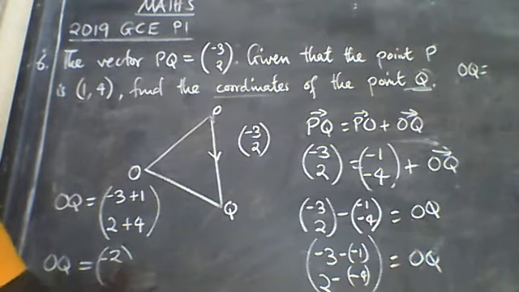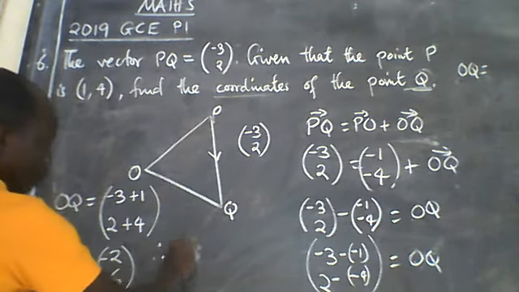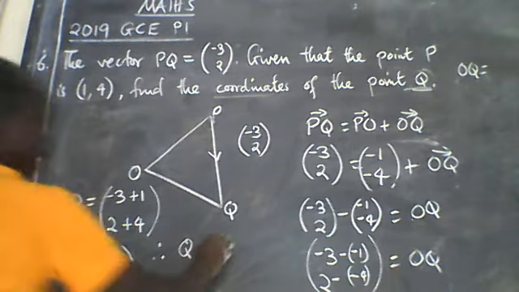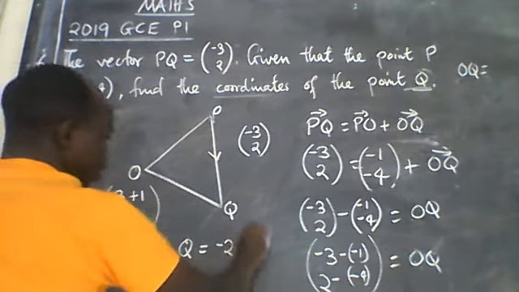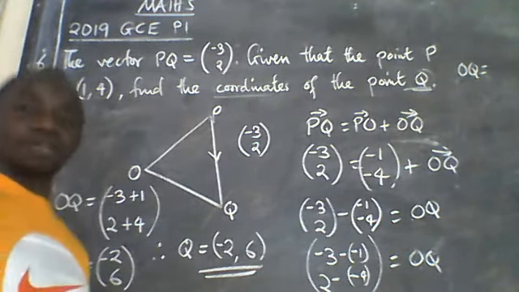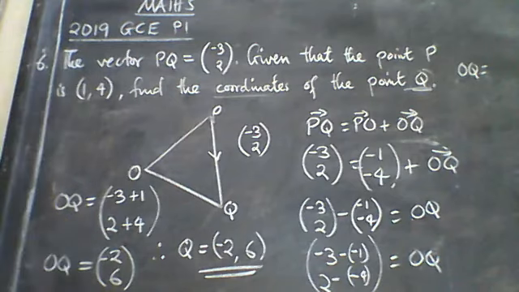See that? Then I'll say therefore Q is equal to, this one now in coordinate form, negative 2, 6. Yes, done. That is how to go about this. Okay? Next question.